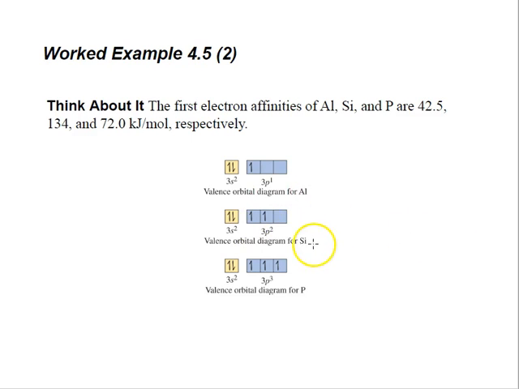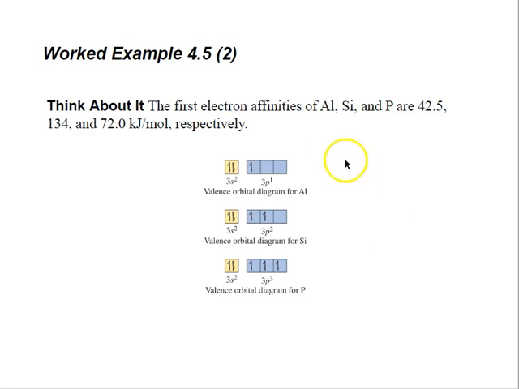Here's aluminum, silicon, and phosphorus. We're just looking at the 3rd energy level. Here's our 3s with 2 electrons in it, and here's our 3p with 1. Here we have silicon with 3s2 and then 3p2. There's our 2 electrons there. And then phosphorus, we have 3s2, 3p3.